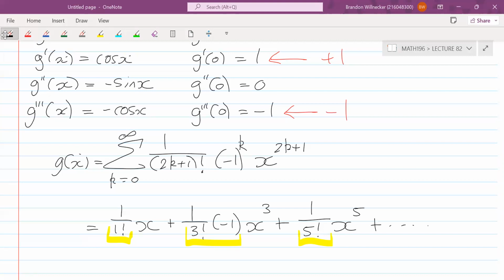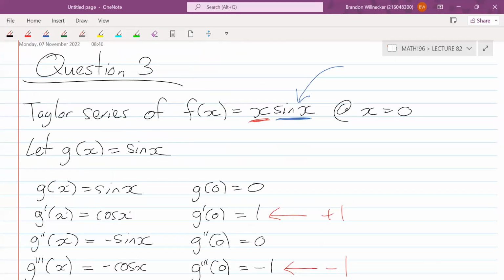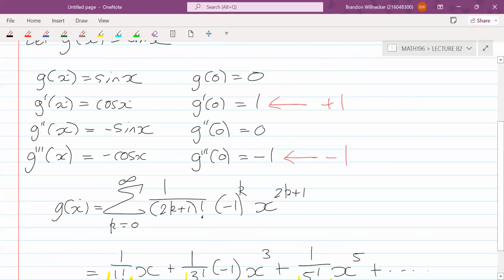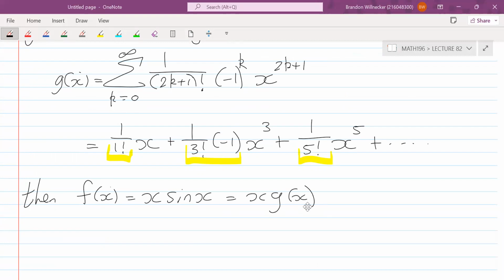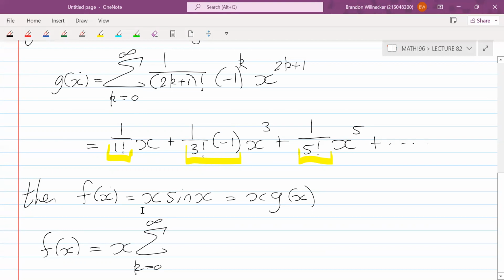That's G. Remember, what we wanted is x sine x, so that's going to be x times G. So then f of x is x sine x, so that's x times G. So we can take our series expansion and just multiply through by x. So f of x is going to be x times the sum from k equals 0 to infinity, 1 over 2k plus 1 factorial, minus 1 to the k, x to the 2k plus 1.